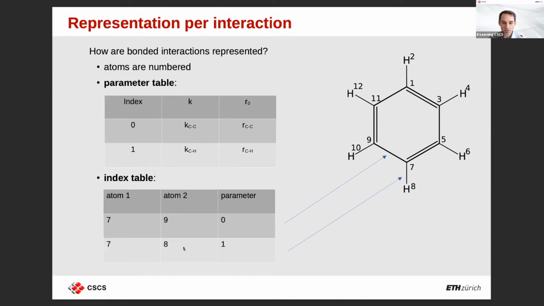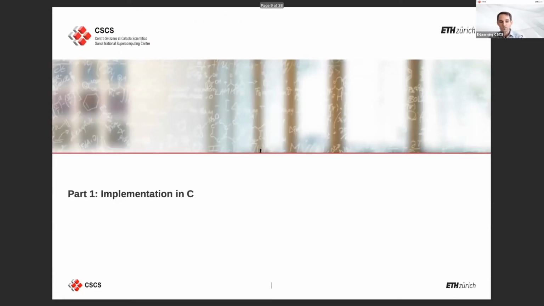So 7 and 8 are your two indices, but then you need a different parameter index because the spring constant would be different. So now I'll just quickly give you an overview of how that was traditionally done in just a pure C implementation.